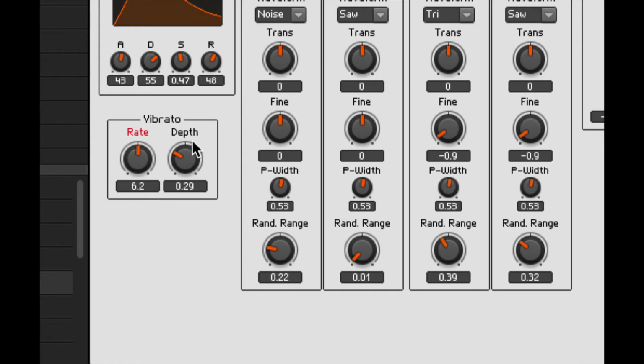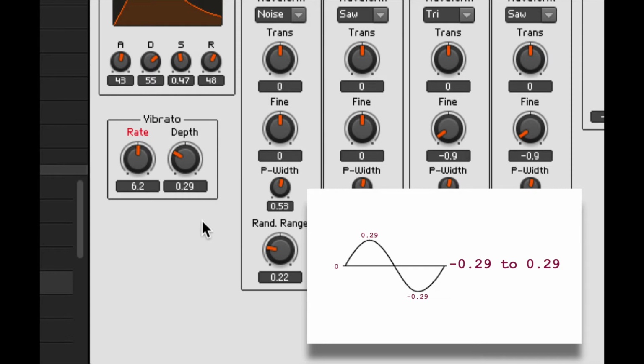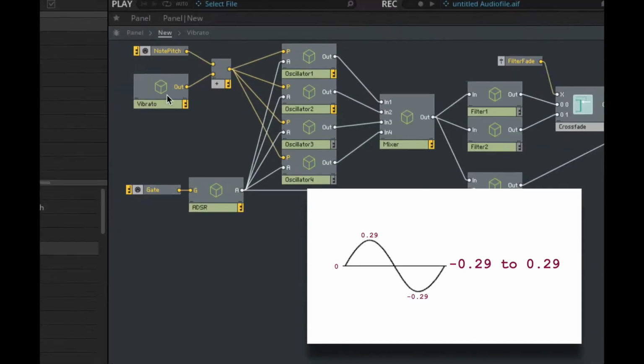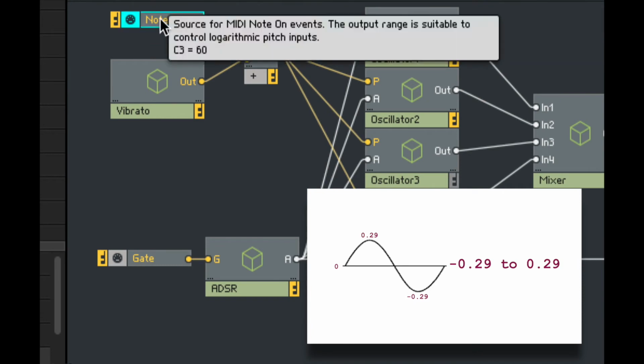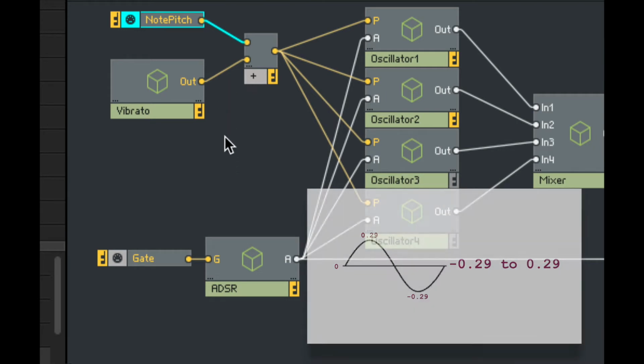So let's think about this. Our depth is set at 0.29. So this is the amplitude of the LFO. So that LFO doesn't go from -1 to 1. It goes from -0.29 to 0.29. So if we think about what's going on, we're taking that note pitch and then adding in a signal that's constantly going up and down from -0.29 to 0.29.